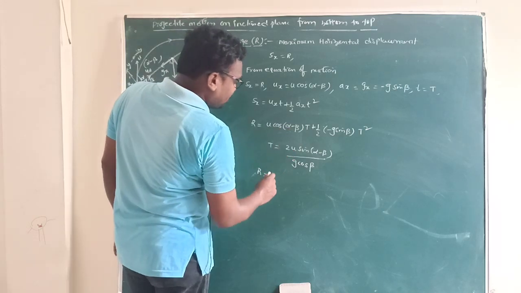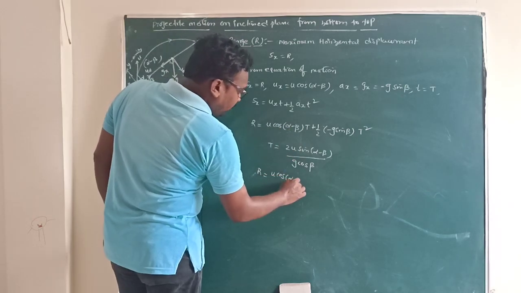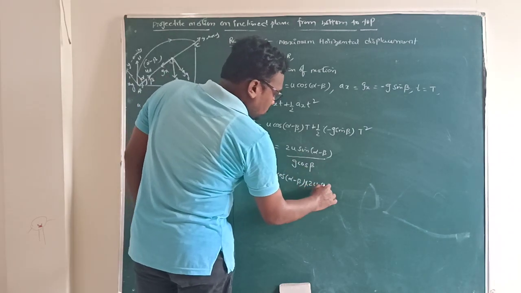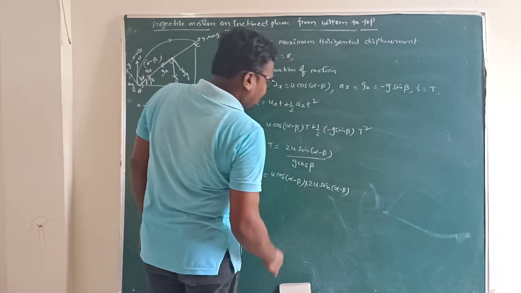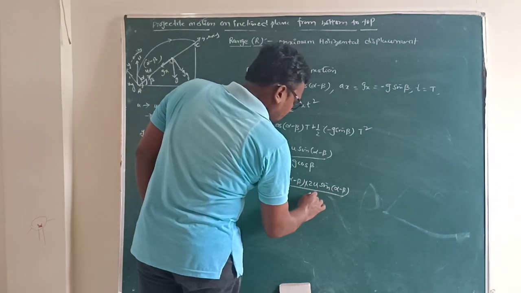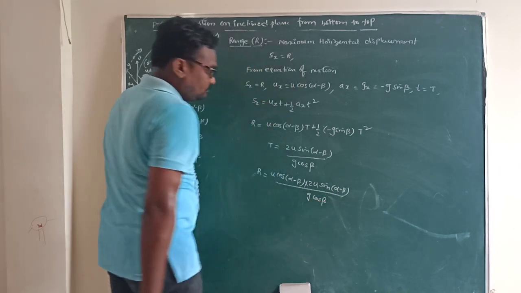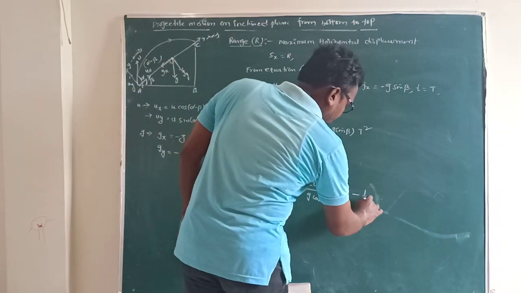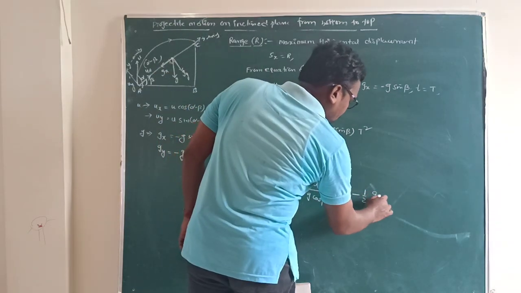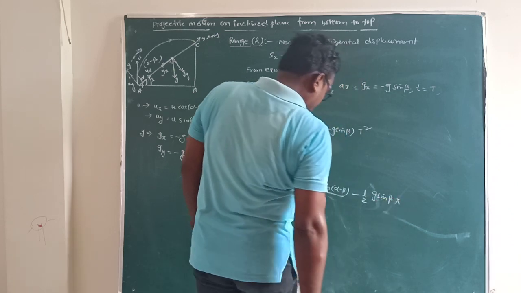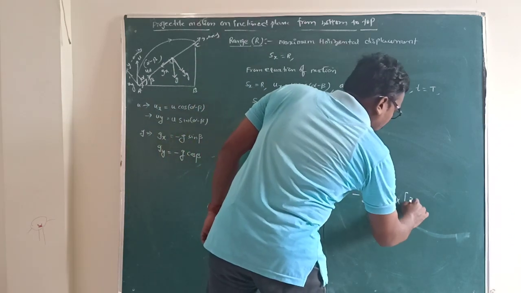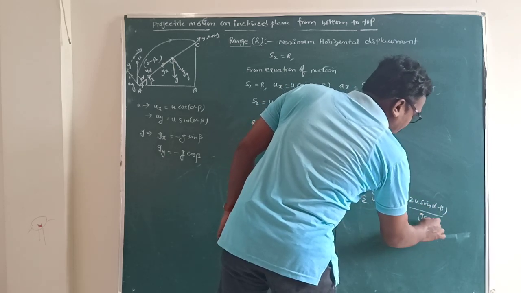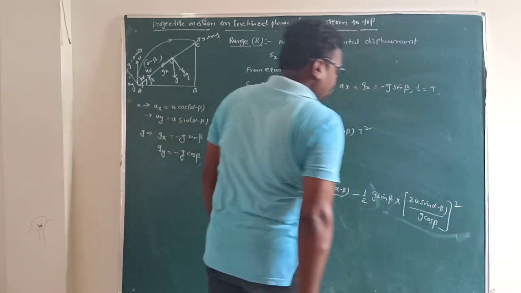R is equal to u cos(alpha minus beta) times the time, 2u sin(alpha minus beta) by g cos beta. This value is substituted in this equation: minus 1 by 2 g sin beta into (2u sin(alpha minus beta) by g cos beta) whole square.